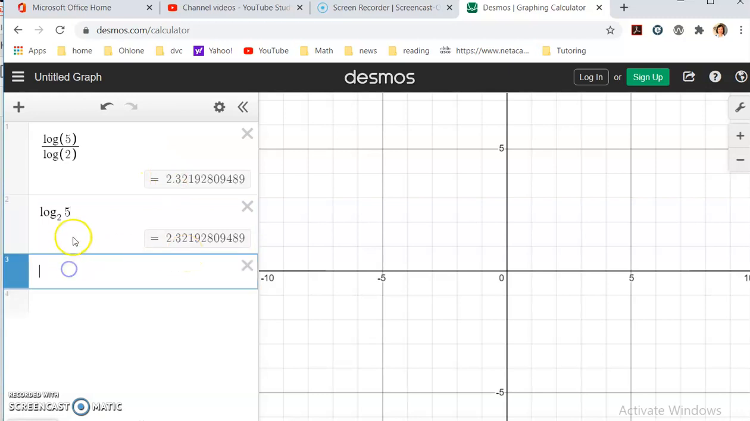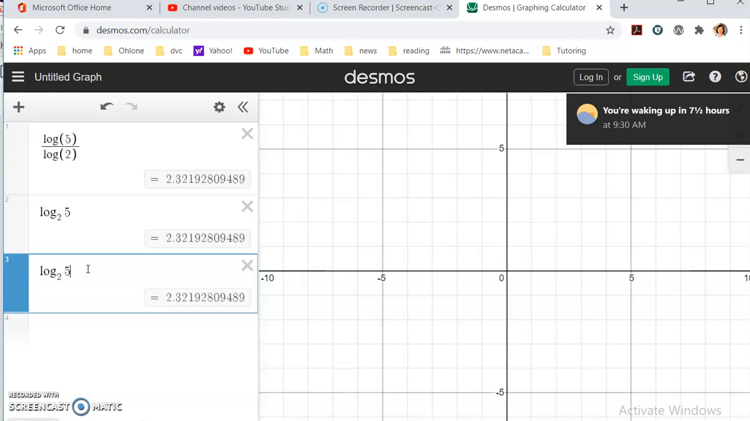The way you do this is you do log, and then you do the underscore. If you do the underscore, it shifts down. You type it in, and then you use the arrow to push it back up, like that. Okay, we'll talk about this in class.